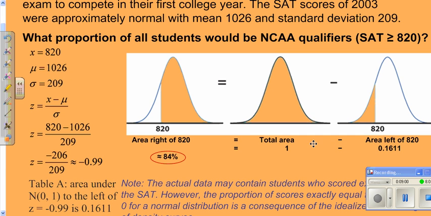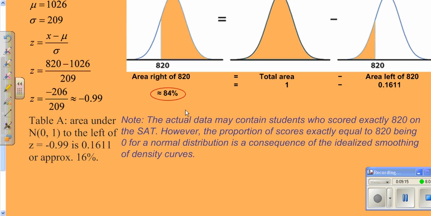Well, we're trying to figure out what's above. We just figured out this white area here that we don't want is about 16%. So we need to go to the total area again whenever you're looking for above, which is 1 minus the area to the left. And that's about 1 minus 16%, which is about 84%.